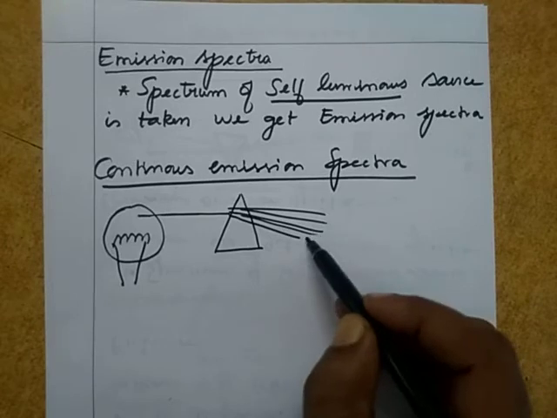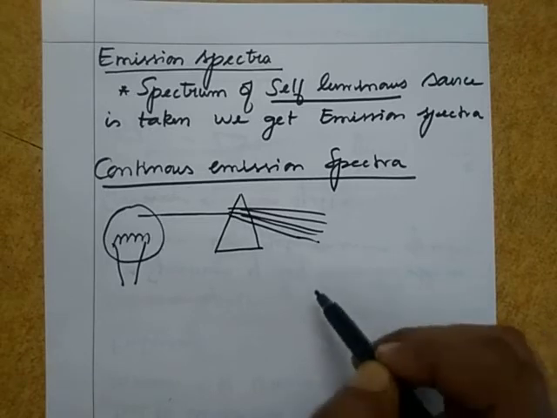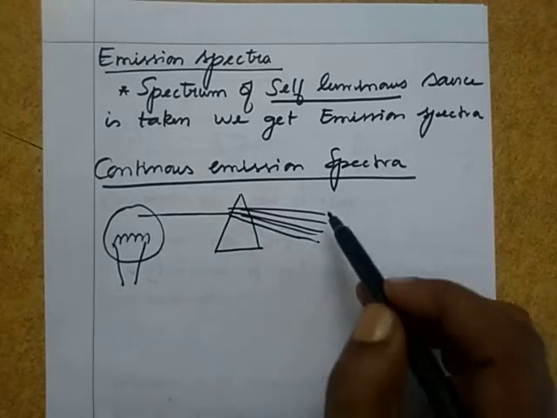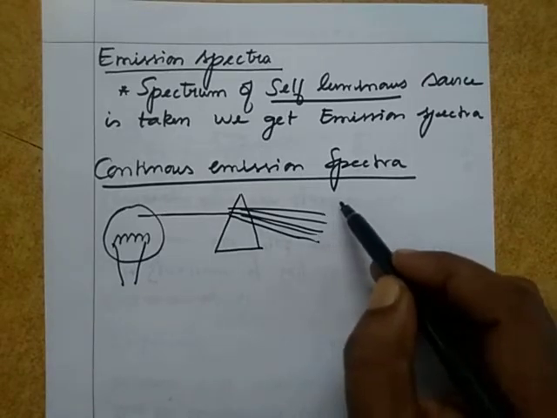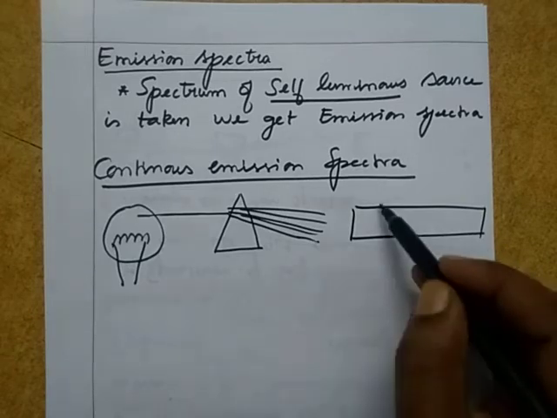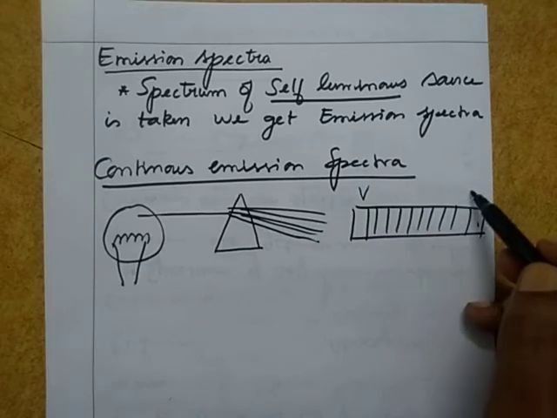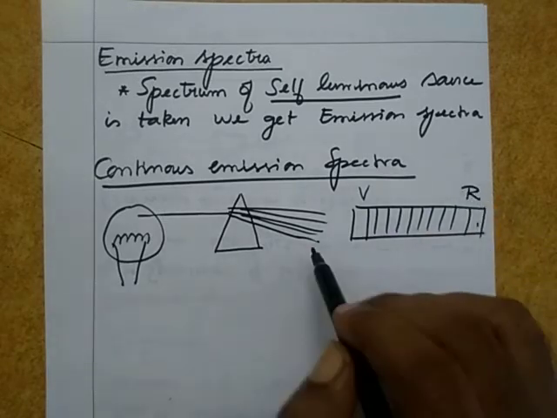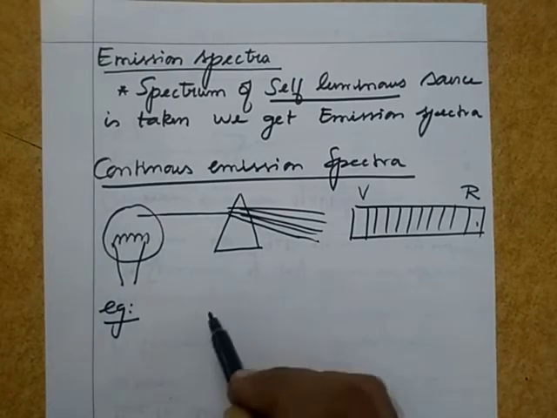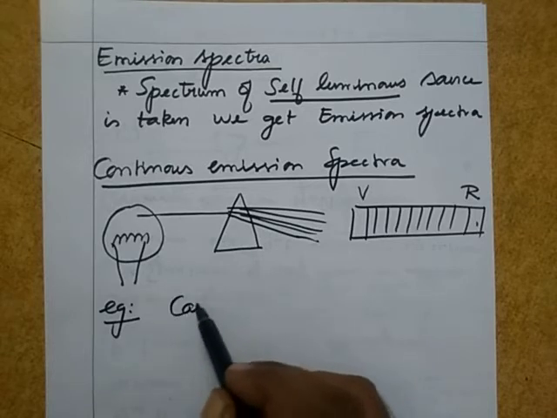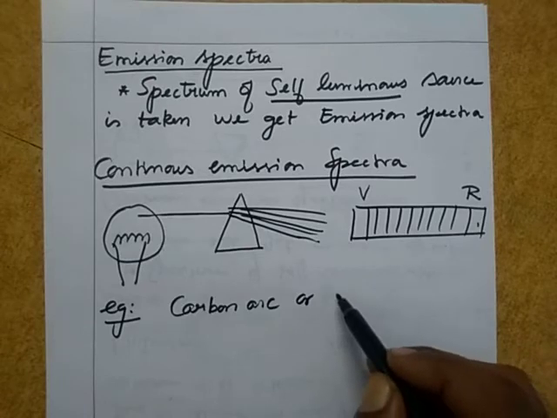Here this is a spectrum. This spectrum is a continuous emission spectrum, because the spectrum consists of all the wavelengths of the visible region from violet to red. We get all the colors ranging from violet to red, so it is a continuous emission spectra. For example we get this type of spectrum from a carbon arc or an incandescent solid.